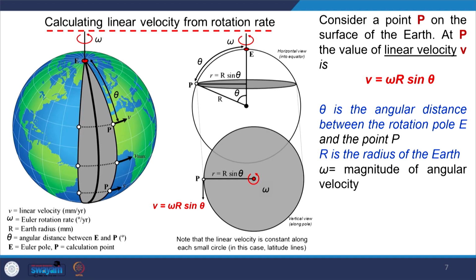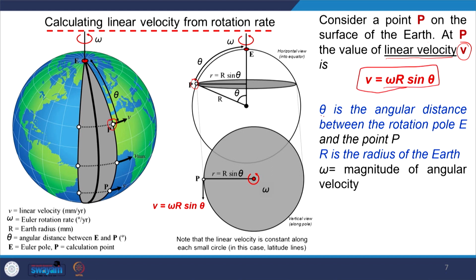Now, calculating the linear velocity from the rotational pole. We have different rates of angular velocity for different plates at different Euler's poles. Now, to calculate the linear velocity along these plate boundaries, let us consider there is a point P on the surface of this earth. At P, the value of linear velocity V equals omega r sin theta.